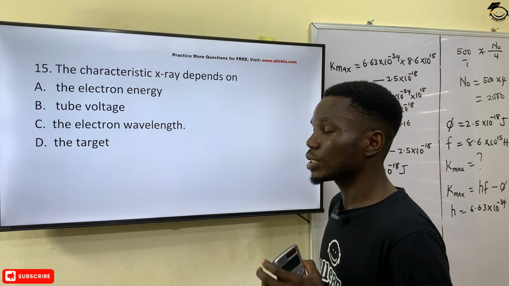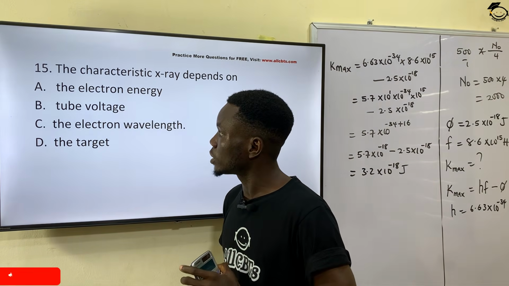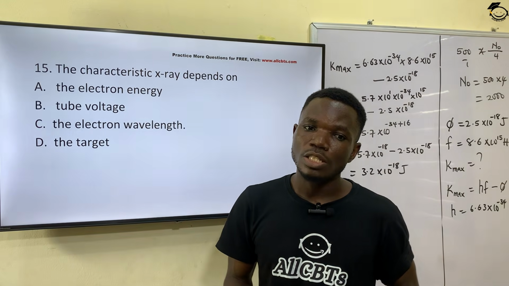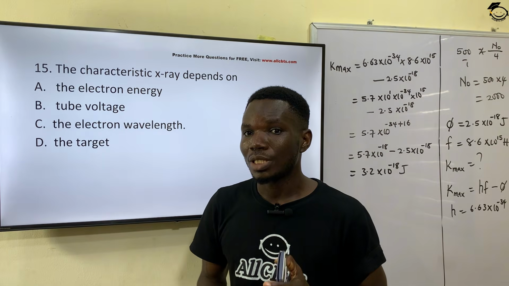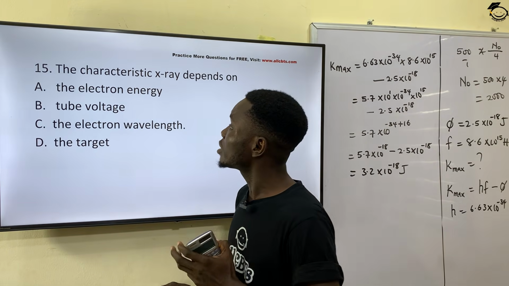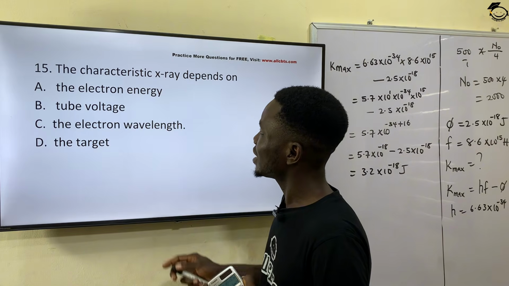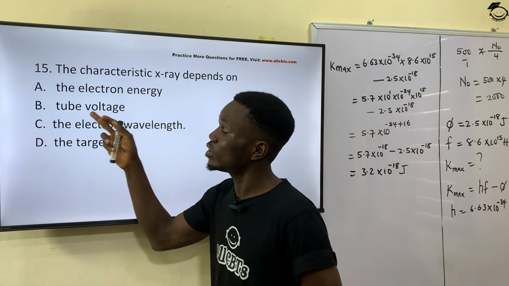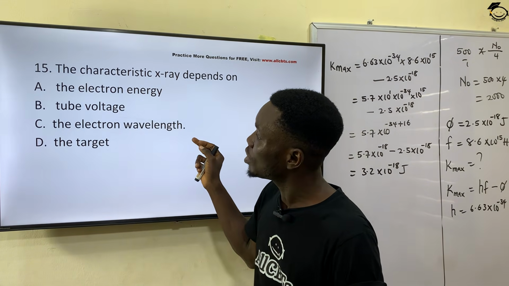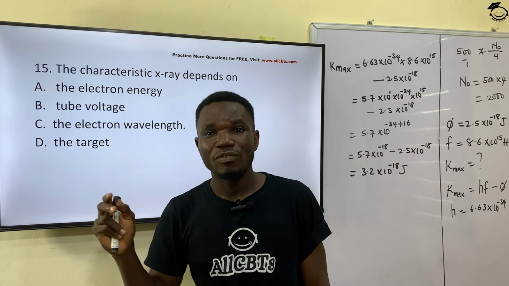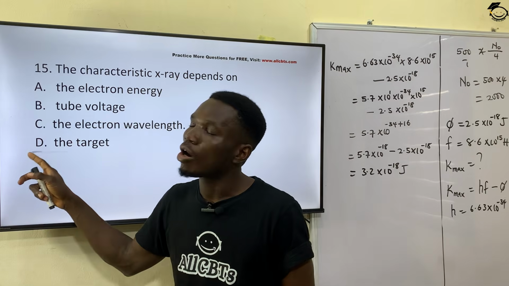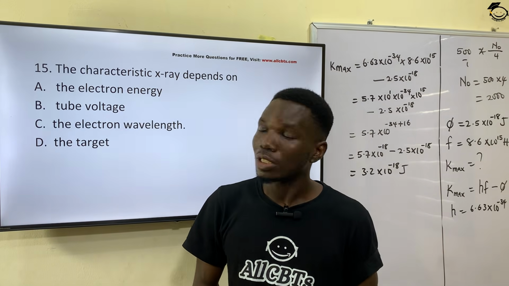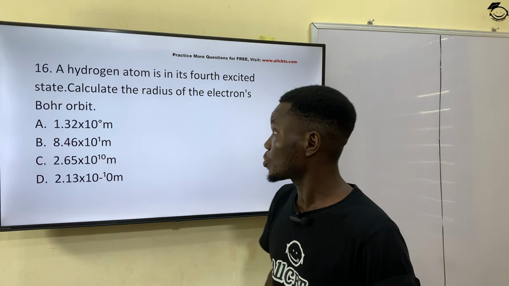The characteristic X-ray depends on dash. Now, your characteristic X-ray is a targeted X-ray. There are X-rays that are targeted. So your characteristic X-ray depends on the target. It does not depend on the electron energy. It does not depend on the tube voltage. It does not depend on the electron wavelength. It depends on the target. So the correct answer is option D, which means the target. So that is the next question, which is question number 16.